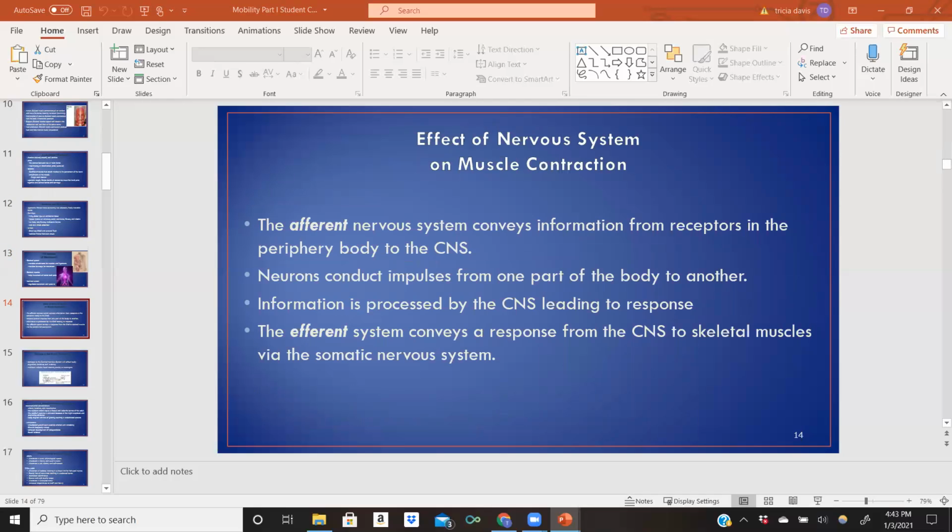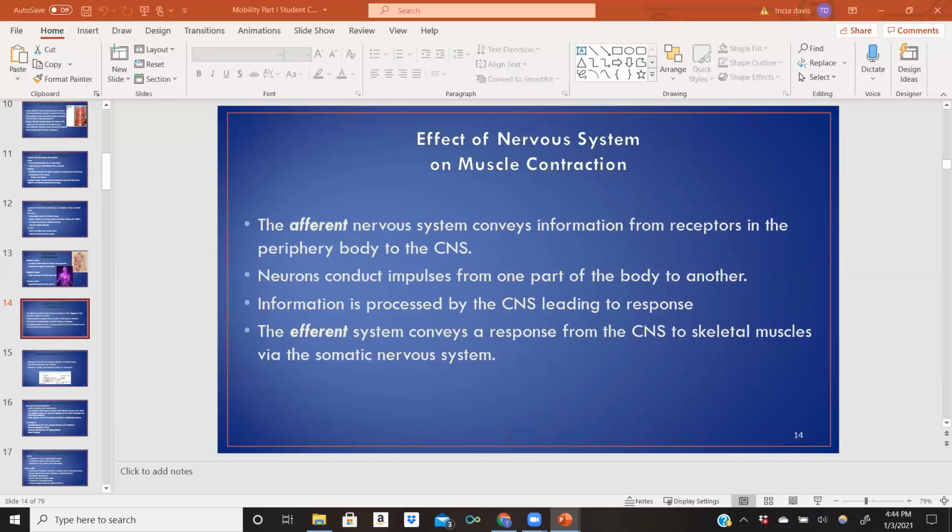So the effect of the nervous system on our muscle contractions. We have the afferent nervous system. So nerve cells, let's back up a little bit. Nerve cells called neurons conduct these impulses that happen in one part of the body to another, okay? So the afferent neurons convey the information from receptors in the periphery of the body to the central nervous system. So light pressure on the nose, that's an example.